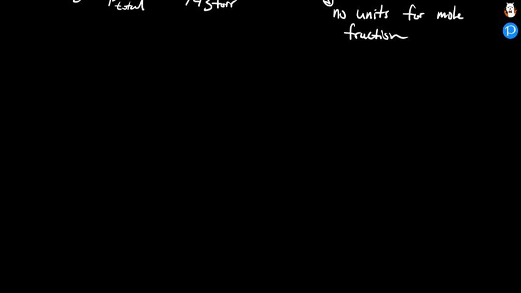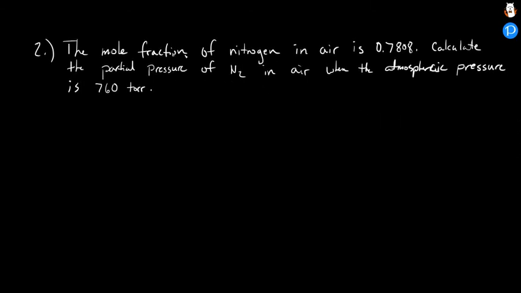So no units for mole fraction. Okay, let's try a second example. Let's say that the mole fraction of nitrogen in, again, air, just in the air around us, is 0.7808. Calculate the partial pressure of N2 in air when the atmospheric pressure is 760 torr. So let's just write out our general equation here. The mole fraction of N2 is equal to the pressure of N2 over the total pressure of the atmosphere.